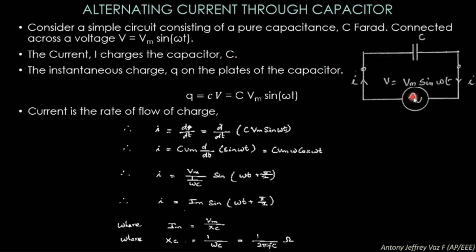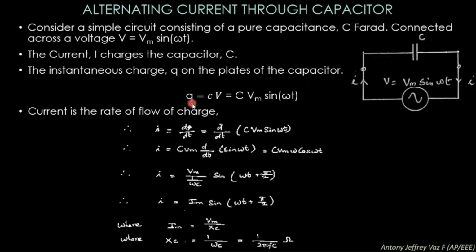So in this figure, this is the voltage source, which is nothing but V is equal to Vm sine omega t, and this is the capacitor. The capacitor is connected in series with the voltage source. Now the current I is flowing through the capacitor. Due to this, the current will charge the capacitor C to its maximum value. The instantaneous charge Q on the plates of the capacitor is given by Q is equal to CV.